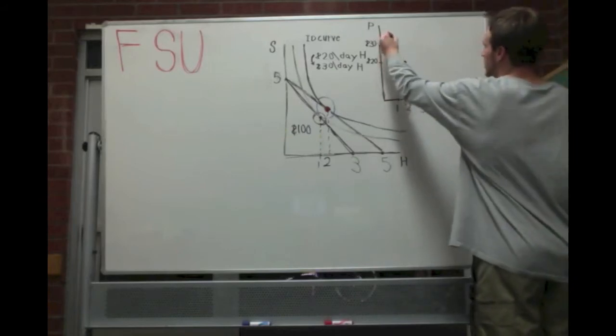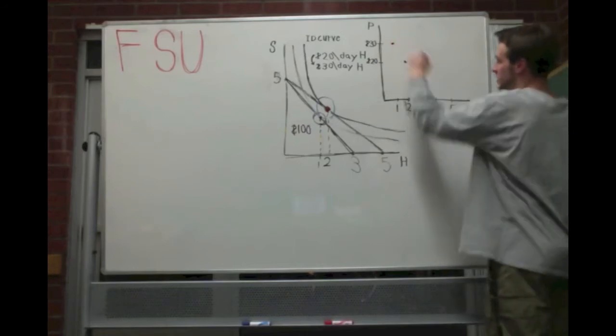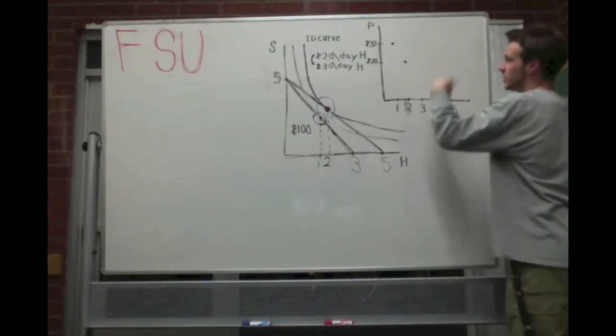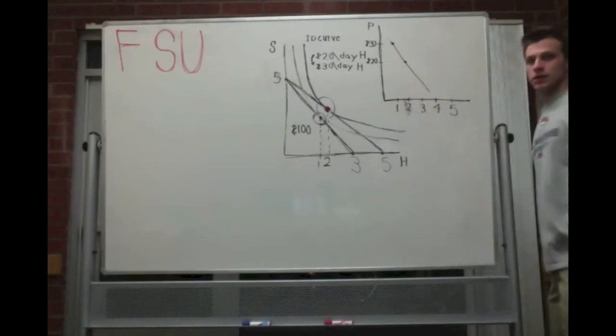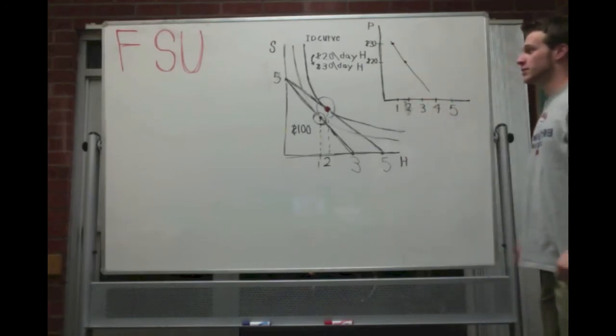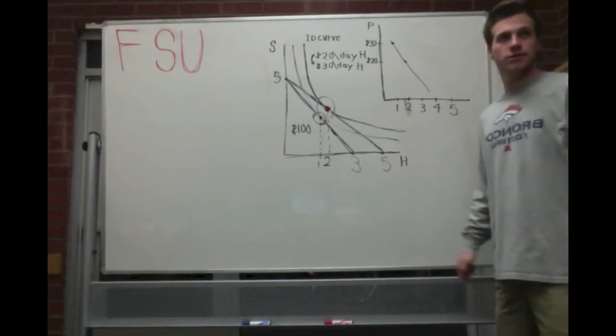So if we can connect these dots and assume more dots, we're starting to see our demand curve form based off of the optimal points on our budget lines.